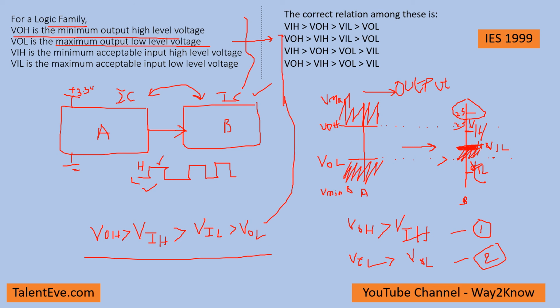Only if this condition is met, both these logic families, both these ICs from different logic families or the same logic family, can be connected together, and there will not be any issue in understanding the data. So this is how the relation between the voltage levels, input and output voltage levels from different logic families, is formed. Thank you.